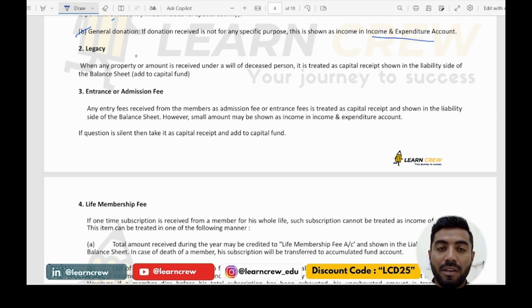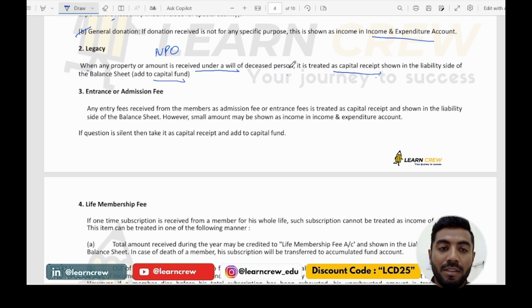Legacy, as in, say, for example, if there is any deceased person and his will says that all the property should go to the NPO. So whenever this is done, when any property or amount is received under the will of a deceased person, it is treated as a capital receipt. Okay, because we will be receiving the property, it will be treated as a capital receipt, shown on the liability side of the balance sheet. Usually taken to the capital fund.